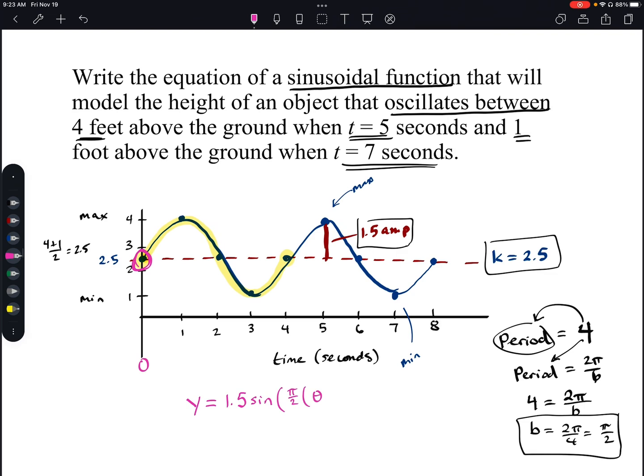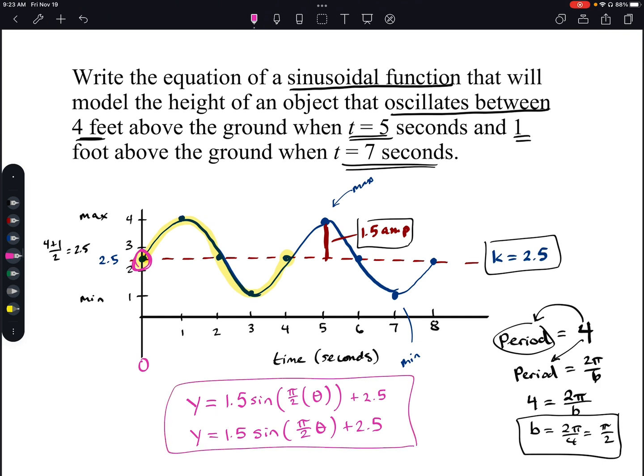Okay, so were we adding or subtracting anything to theta? Nope, so if you want to put minus 0, you can, otherwise you can just leave it like that. And then we're going to say plus 2.5. And then you can simplify it if you need to. So either of those answers would be correct.